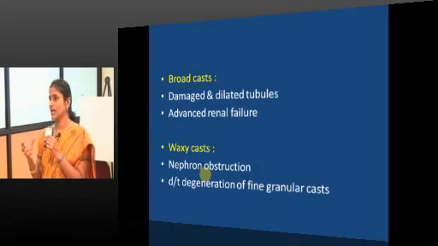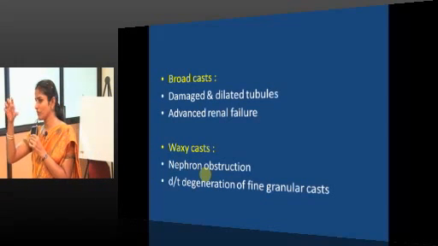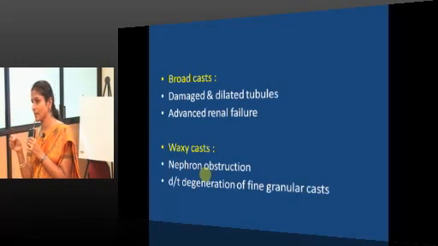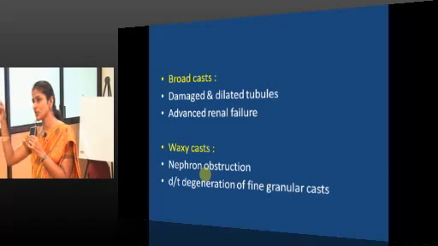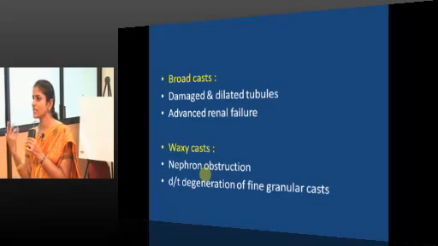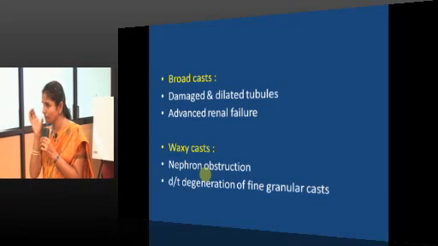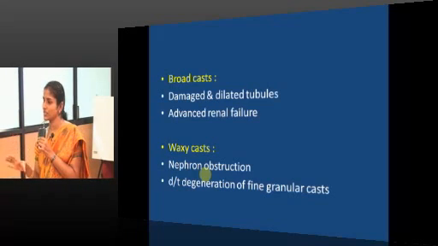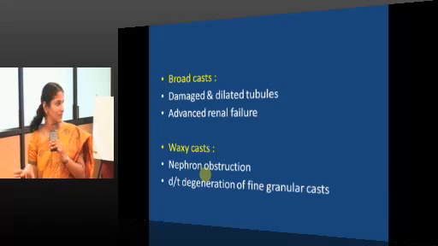Broad casts: usually casts will be of any length but of the same diameter because of the same diameter of the tubules. But when you find broad casts, it indicates dilated tubules. Where do you get dilated tubules? Chronic renal failure, advanced renal failure rather. So, when you have broad casts, it means the patient has advanced renal failure.